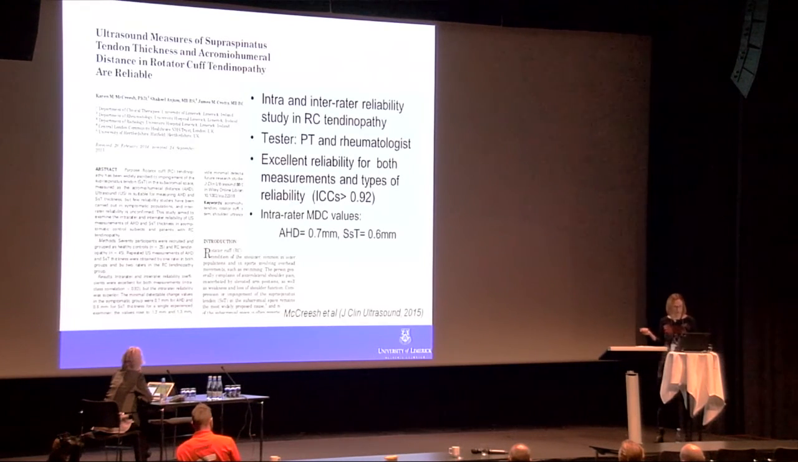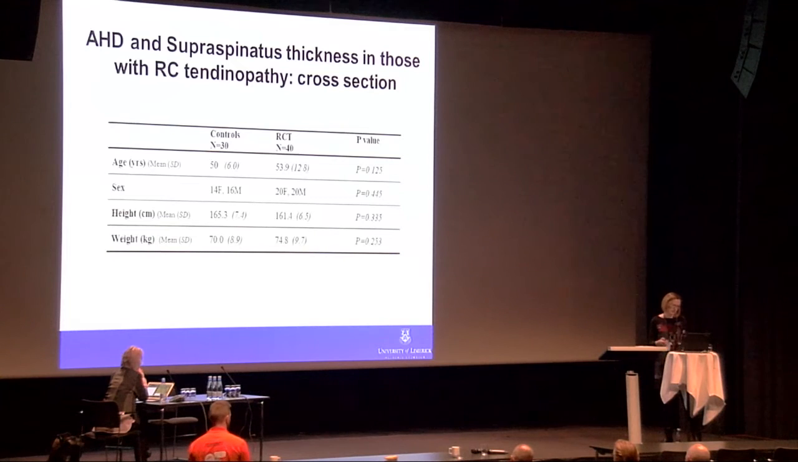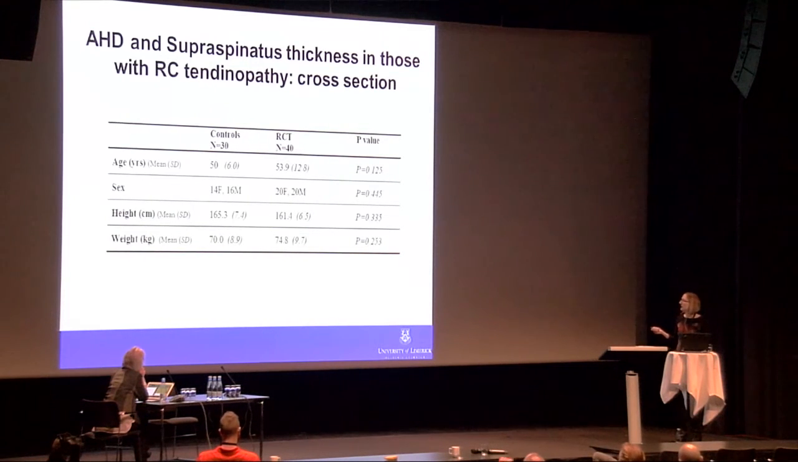Okay, so then the next important thing was to try and understand these measurements in people with rotator cuff tendon pathology. So the acromiohumeral distance and supraspinatus thickness we then examined in a group of people with rotator cuff tendinopathy and age-matched controls. And this was a cross-sectional study, purely just trying to look at these parameters in this population. So the controls were mean age of 50, a mix of half and half males and females, and again, the rotator cuff group, again in the 50s, 54, half males, half females, and no differences between the groups at baseline.